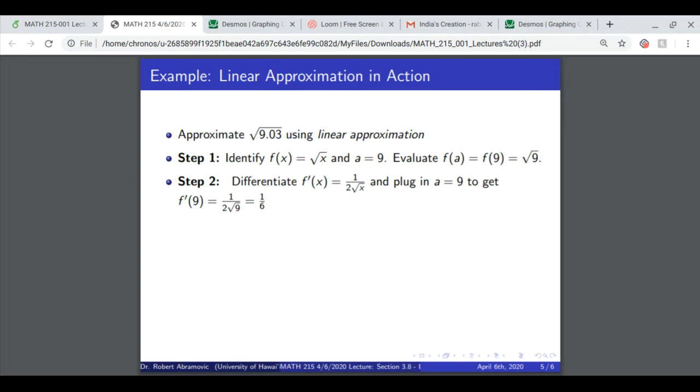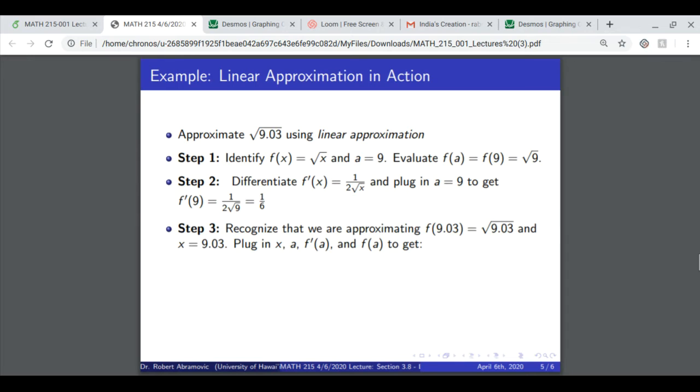We also can differentiate the function, that's step 2, 1 over 2 root x, and plug in a is equal to 9 to get the following. F prime of 9 is 1 over 2 square root of 9, which is the same as 1 over 6, right? Square root of 9 is 3. 1 over 2 times 3 is the same as 1 over 6.